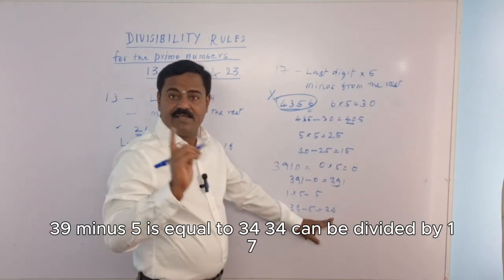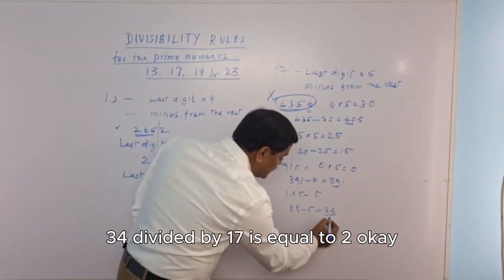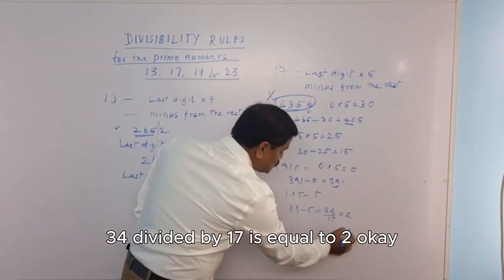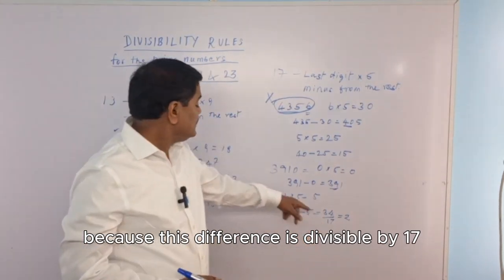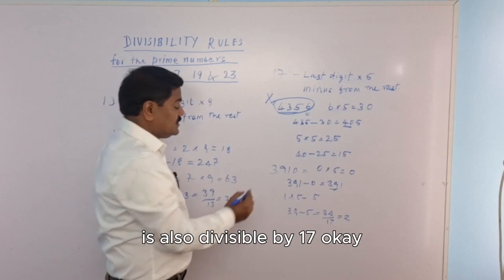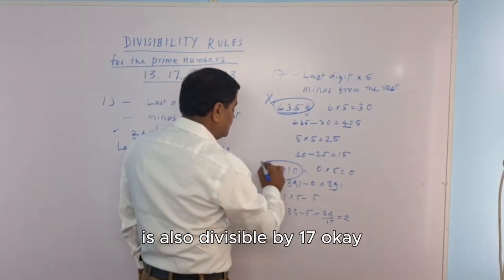34 can be divided by 17. 34 divided by 17 is equal to 2. Okay, because this difference is divisible by 17, the given number 3910 is also divisible by 17.